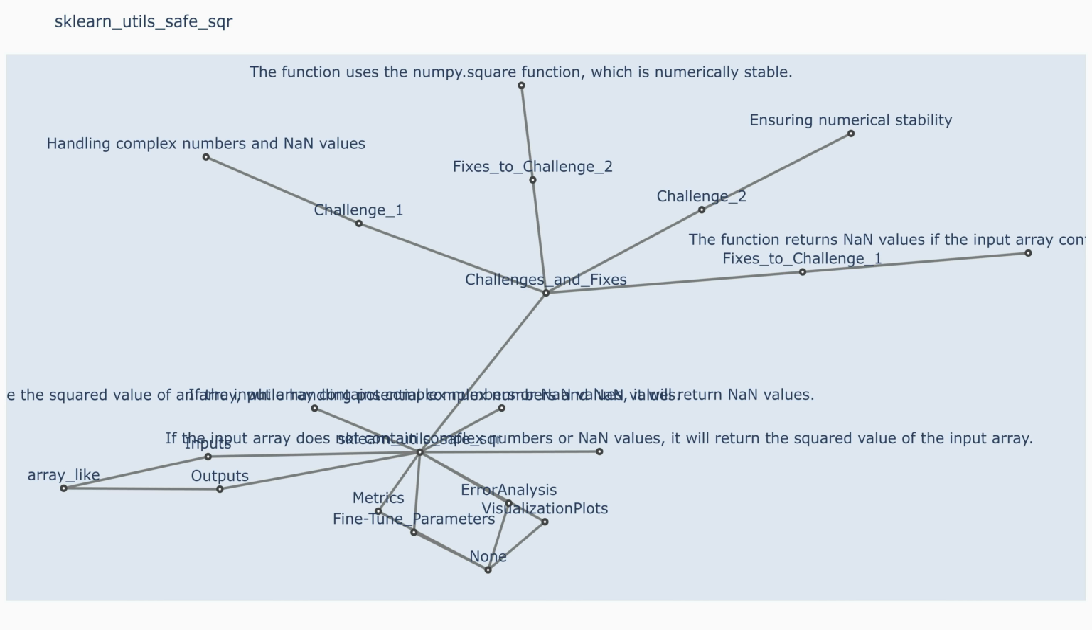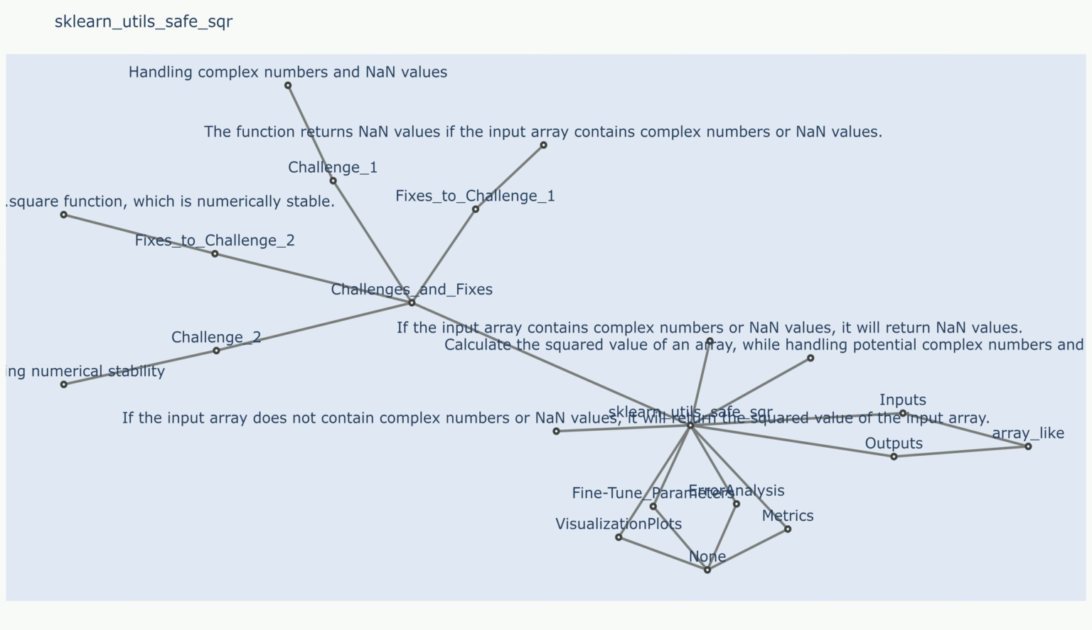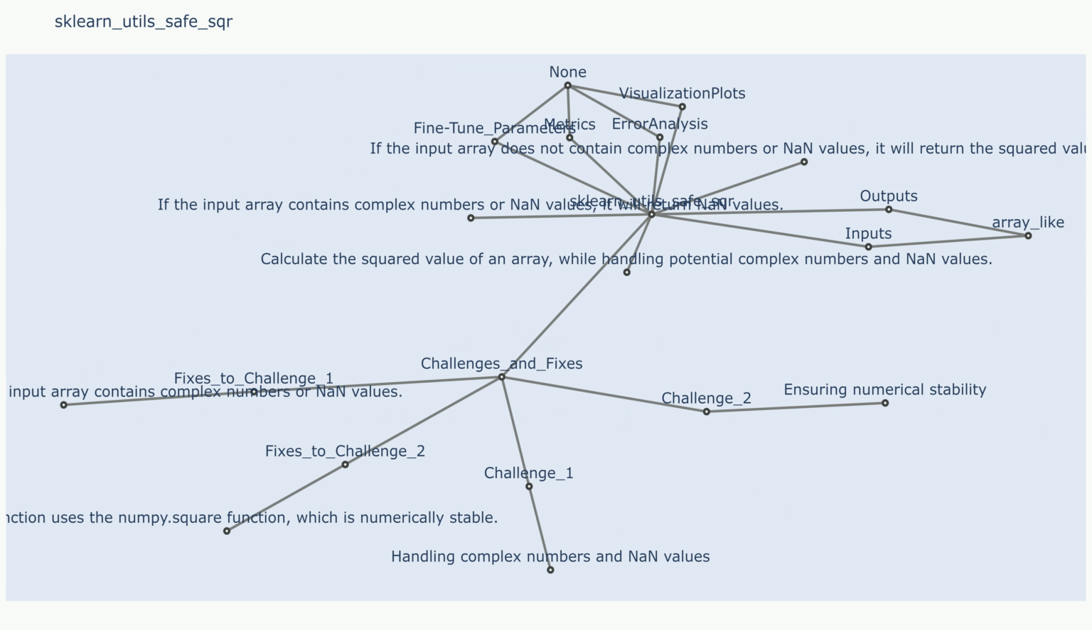sklearn.utils.safe_sqr. Description: the safe_sqr function in scikit-learn (sklearn) is designed to calculate the squared value of an input while handling potential numerical issues, specifically preventing overflow and ensuring consistent results.